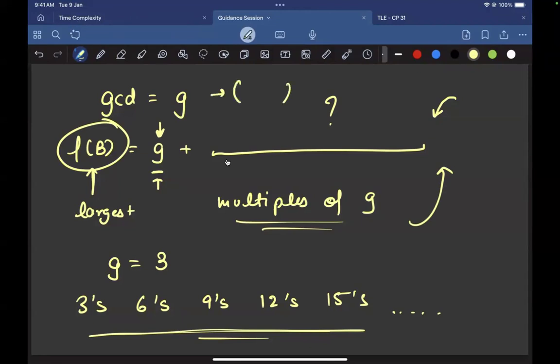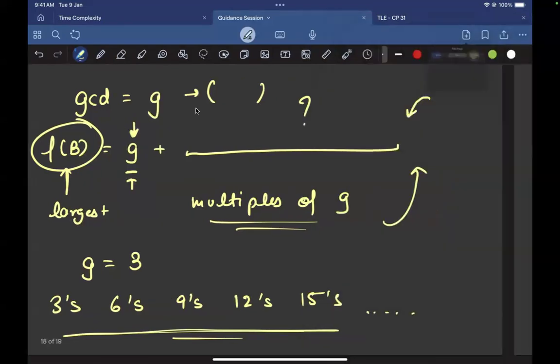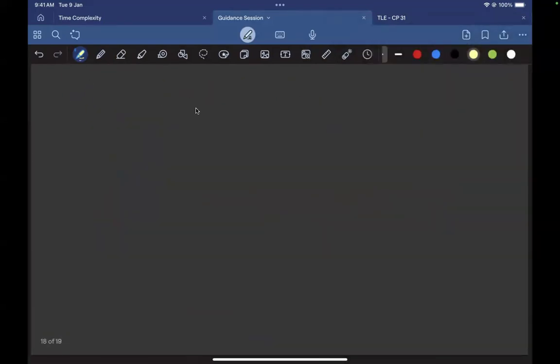I can't figure out the answer for every G value. I cannot figure out FB for every G value, right? There has to be some range on this. Is that correct? There has to be some range. Okay. Now, first of all, tell me, guys, what do you think is the largest answer possible?